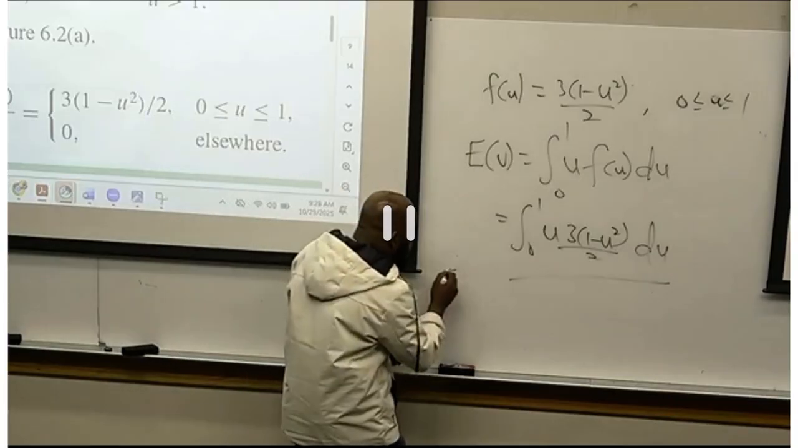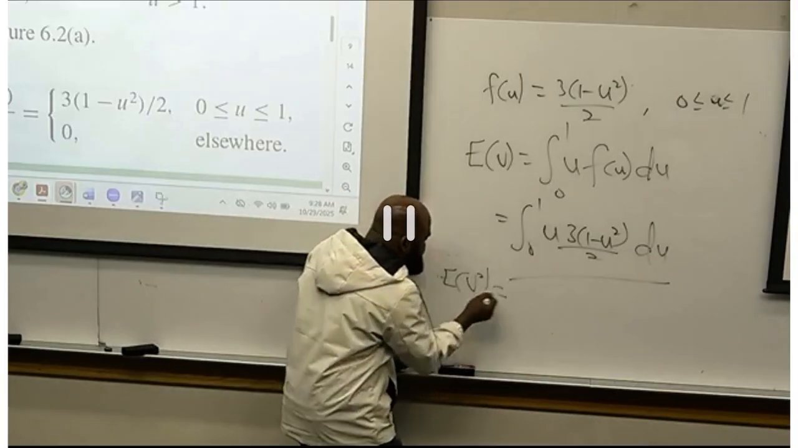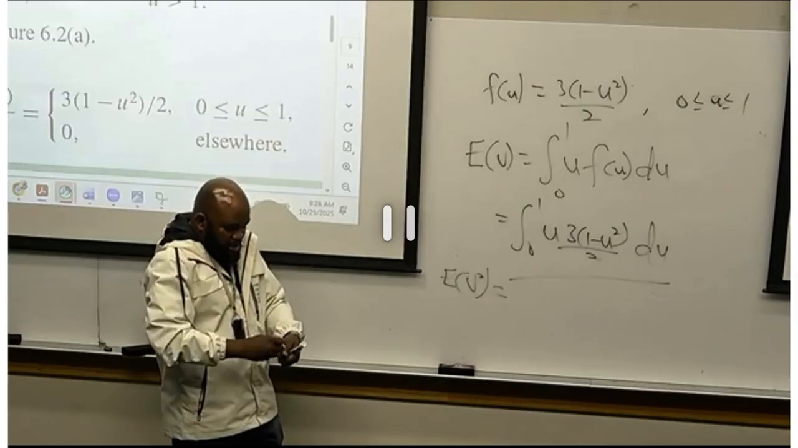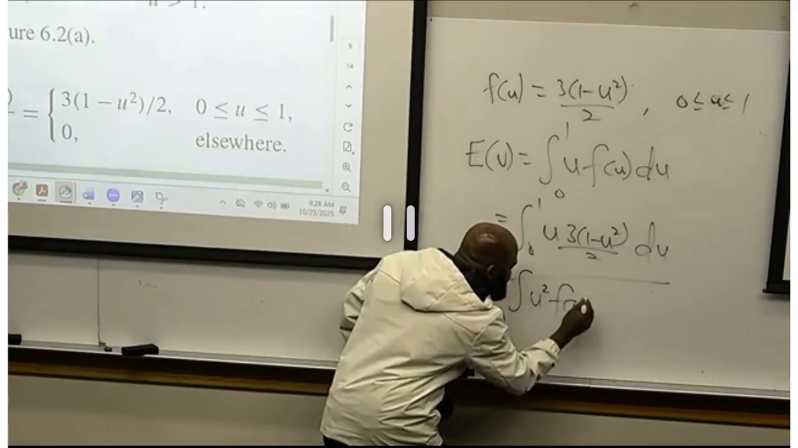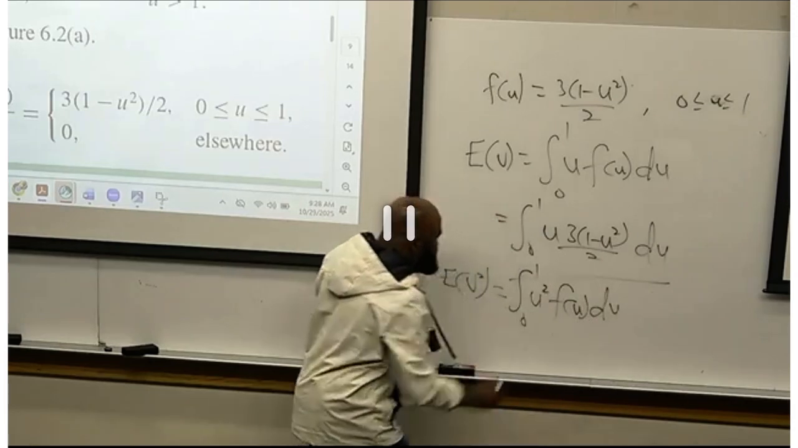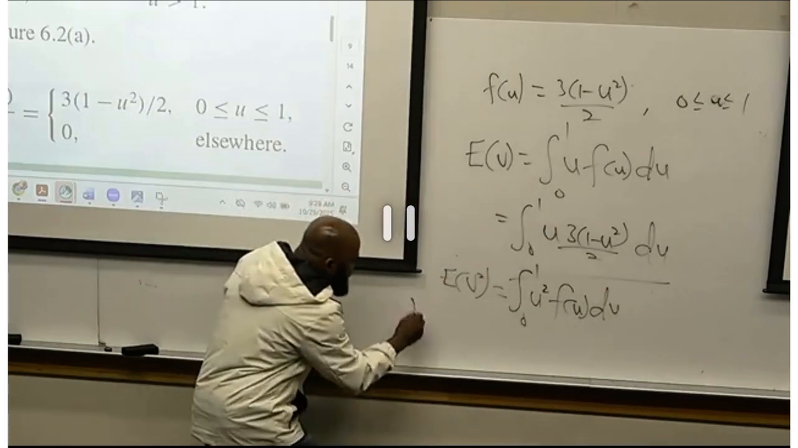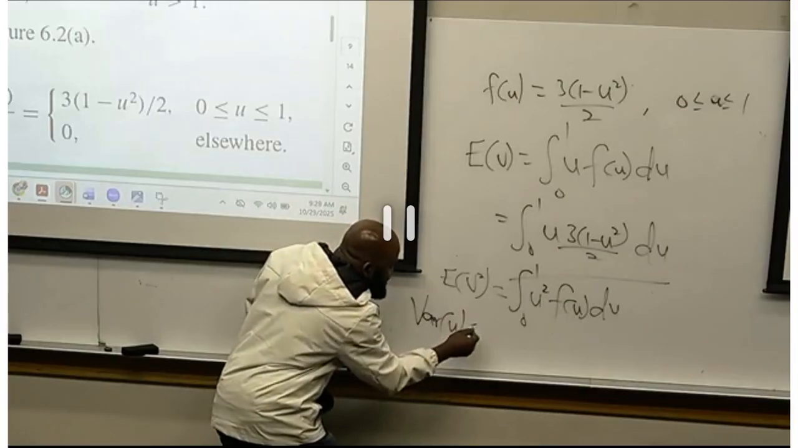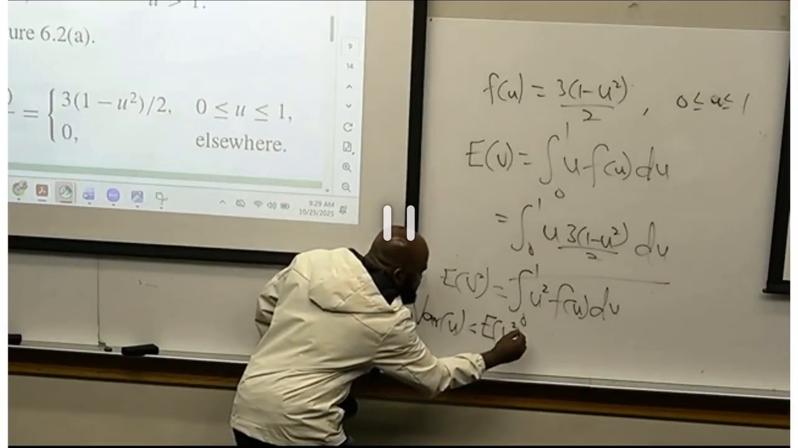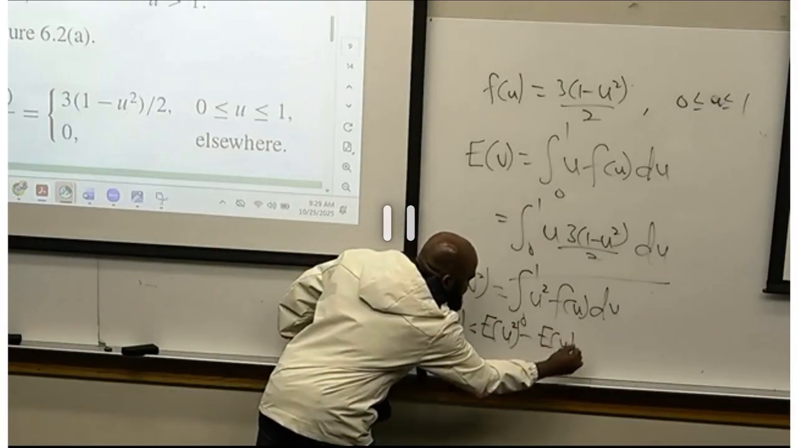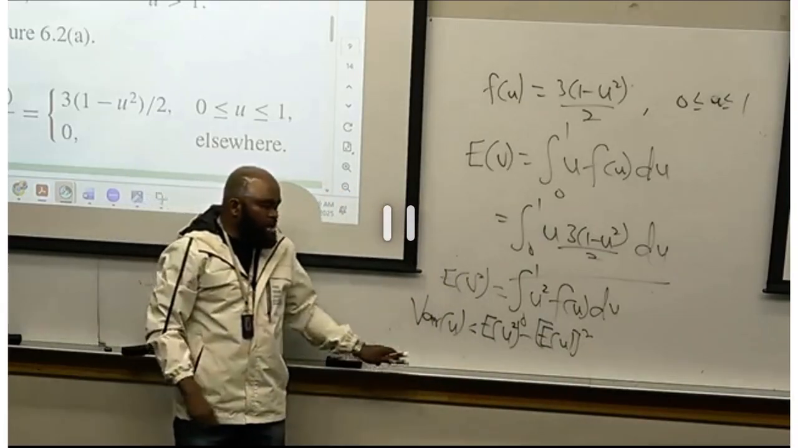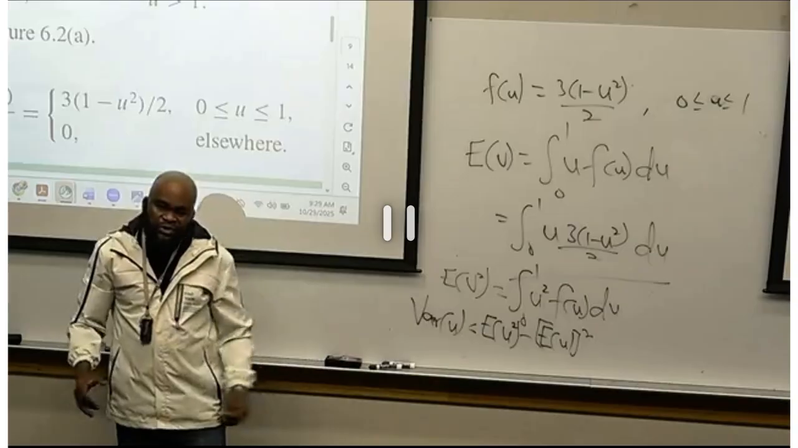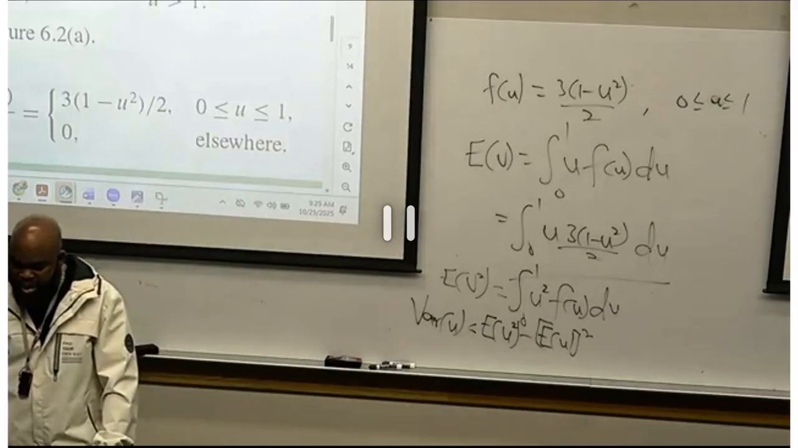I can also get the expectation of U squared, using the integral of u squared f of u du from 0 to 1. From there, I can get the variance of U, which is the expected value of U squared minus the expected value of U, all squared. So the moment we are able to establish f of u, the other parts are going to be super easy.